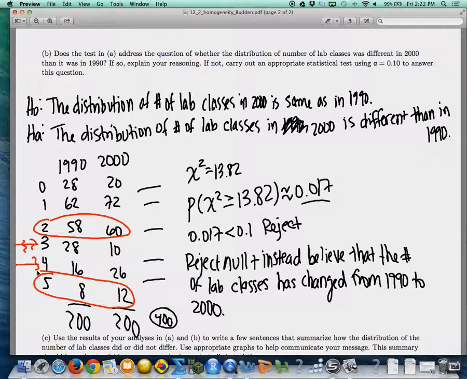Now, the other way that you could have answered this question is to compare each number of lab classes. So you could have done a hypothesis test for the proportion of students taking 0 lab classes. Then you could have done a hypothesis test for the proportion of students taking 1. And then for the proportion of students taking 2. So it would have been 6 hypothesis tests altogether. Besides the fact that that's not very time efficient, why else do we not answer the question that way?